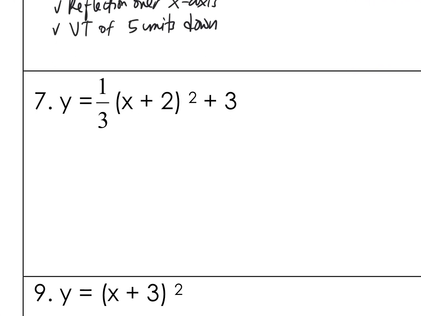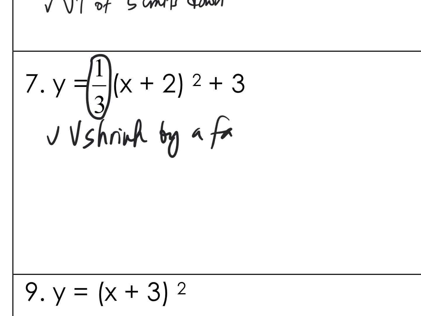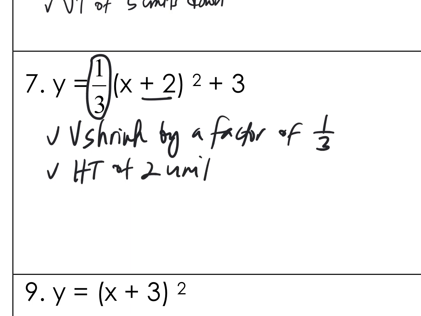Okay, number 7. So this is very nice. I can see in here a vertical stretch or shrink. This is less this time. Our vertical factor here is actually between 0 and 1. So this is going to be a vertical shrink by a factor of 1 over 3. And then there's a horizontal translation of 2 units left side, and vertical translation of 3 units up.